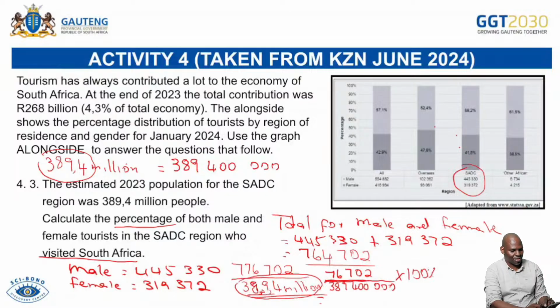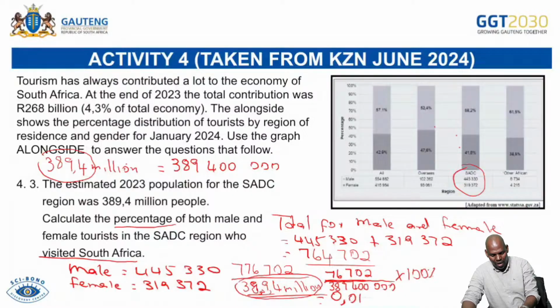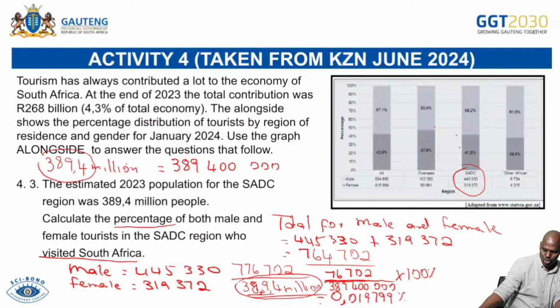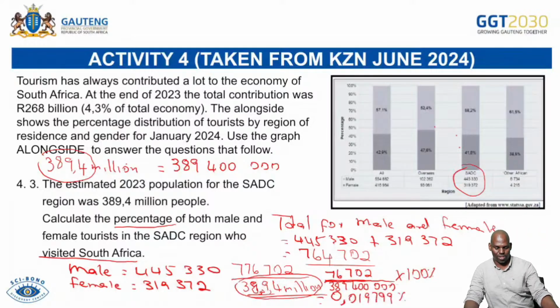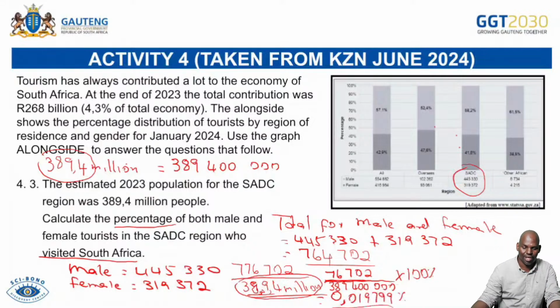Just have to check that I've got everything. 389,400,000, and then I must multiply it by 100. So I'm getting 0,019799 percentage. If you round it up to 2 decimal places, it will just be 0,02. Okay, but the examiner doesn't specify rounding. Just make sure that you round off correctly. But I think in this case, the examiner will be more interested in the answer. It doesn't matter how many decimal places. So that is the answer for 4.3.